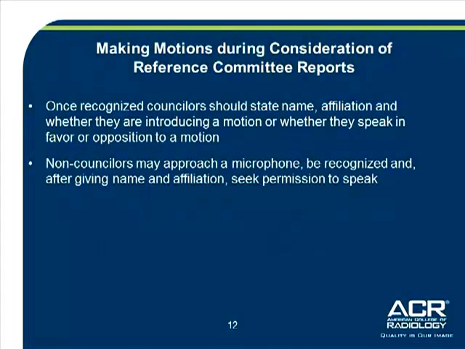During the consideration of reference committee reports, councilors may approach a microphone and, once recognized, state their name, affiliation, and whether they speak in favor or against a motion. The individual may opt to make another motion. Non-councilors may approach the microphone, be recognized by the presiding officer, and seek permission to address the council.